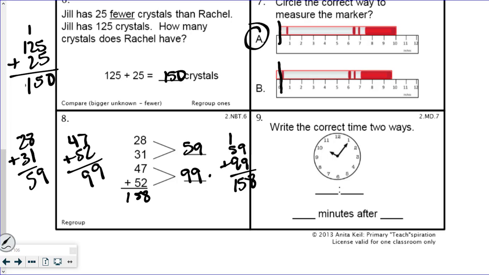Pretty awesome. Last one, write the correct time 2 ways. So let's see. The hour is on 10. The minutes, o'clock 5. So it's 10:05. So it is 5 minutes after the hour of 10. So 5 minutes after 10. And with that, we are all done with our morning work.